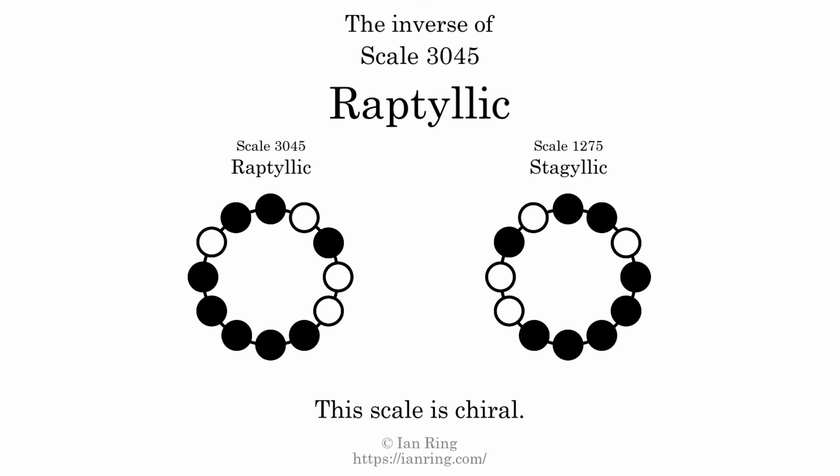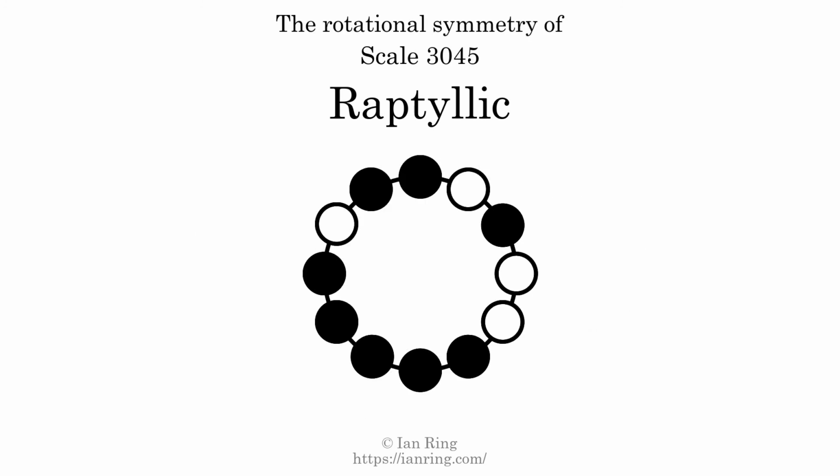The inverse of a scale is a mirror image. It is what you get when the sequence of intervals is reversed. The inverse of this scale is scale 1275, also known as Raptyllic. This scale is chiral. It cannot transform into its inverse by rotational transformation. This scale has no rotational symmetry.